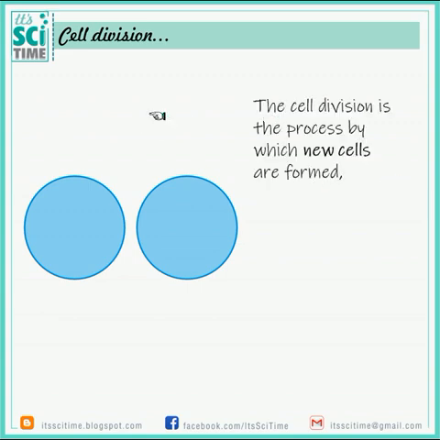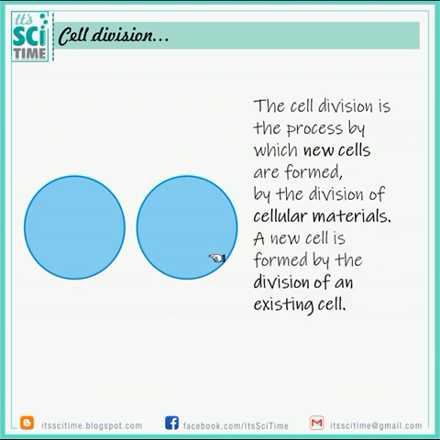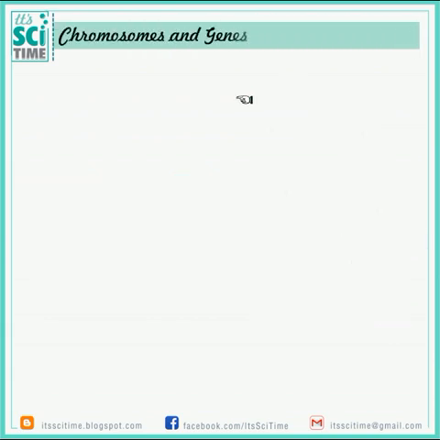What is cell division? Cell division is the process by which new cells are formed by the division of cellular materials of an existing cell. Then how is this cell division process controlled? For that we need to learn about chromosomes and genes.